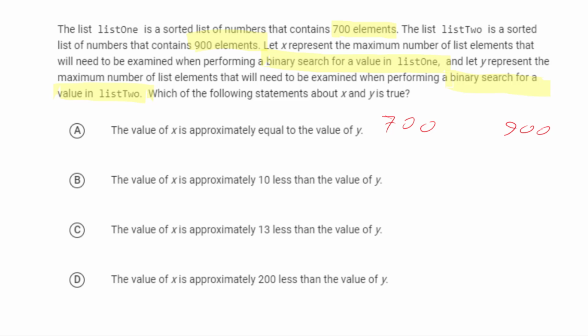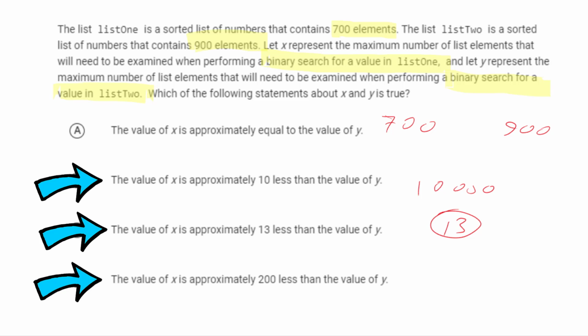Now the options here are basically it's pretty much the same, or it's 10 less searches, or 13 less searches, or 200 less searches. Now remember in the previous problem that when we had 10,000 items, it was about 13 searches overall, right? So we know that with a much bigger number, it's still only about 13 searches, which means neither of these can really be correct.